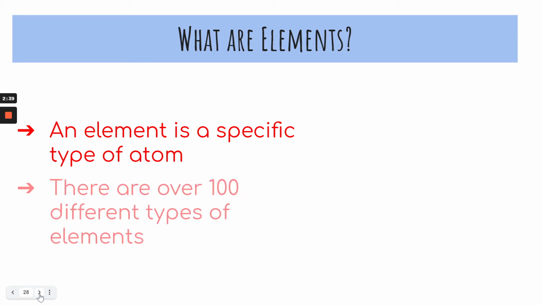And there are actually over 100 different types of elements. And all these atoms are different, right? Me and you are different. You and maybe if you have siblings, y'all are different.